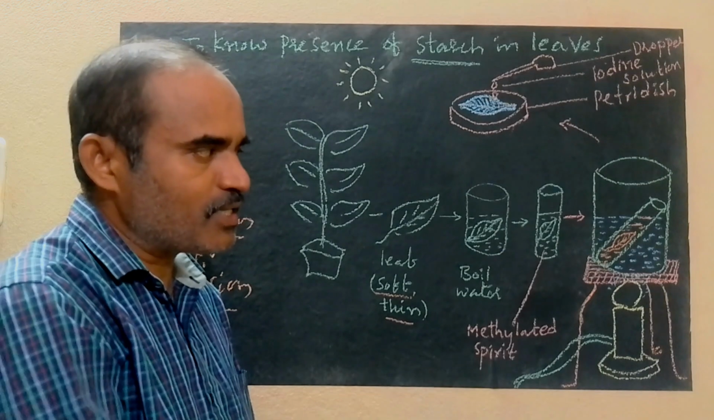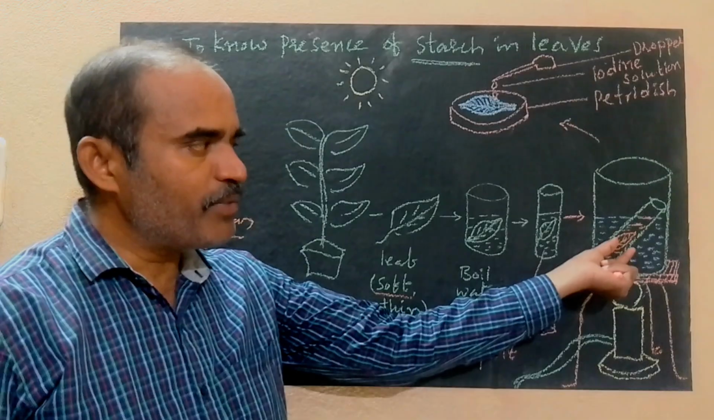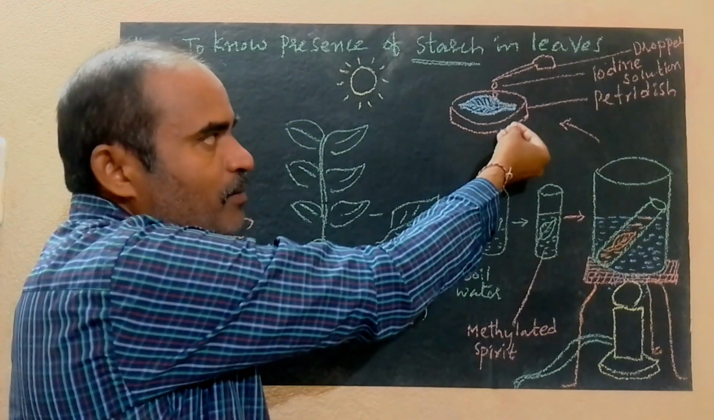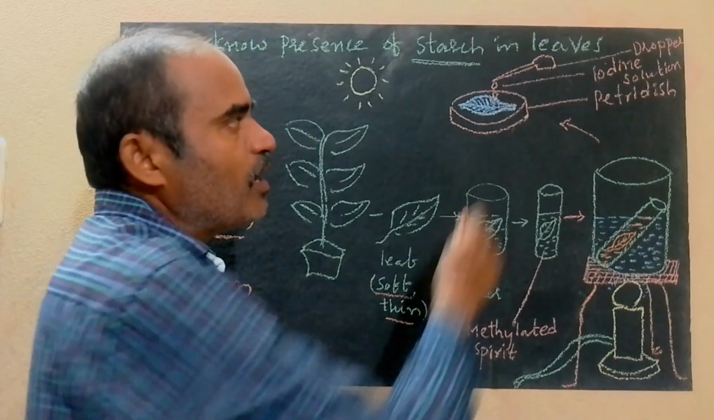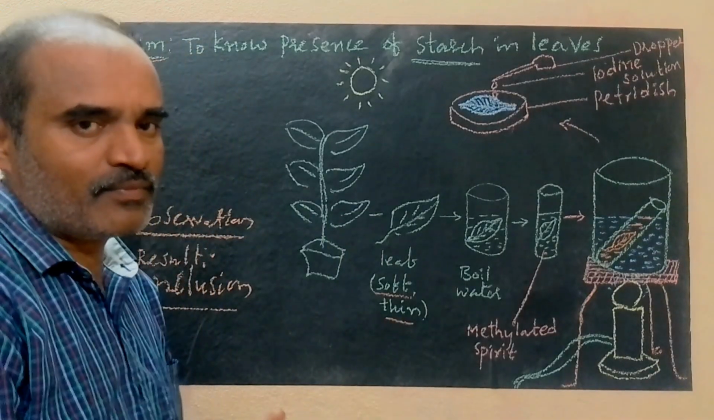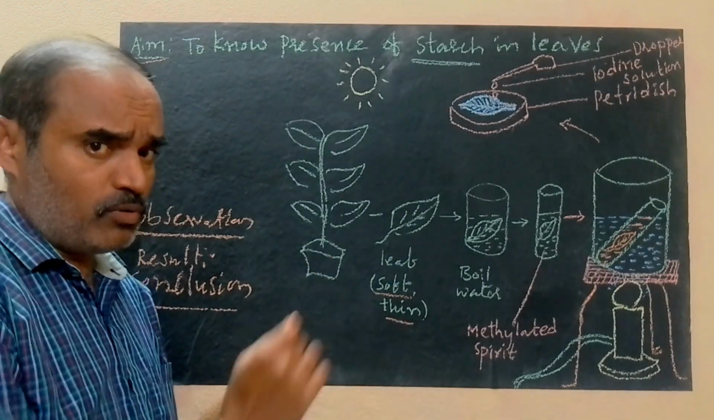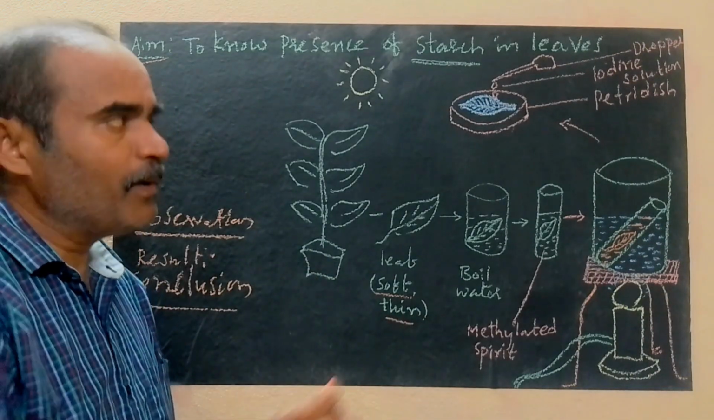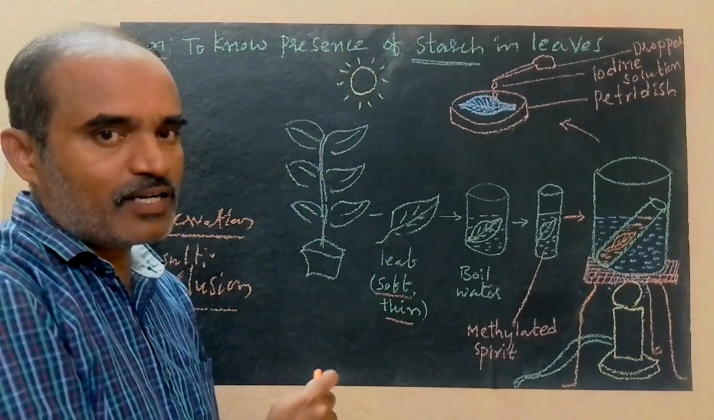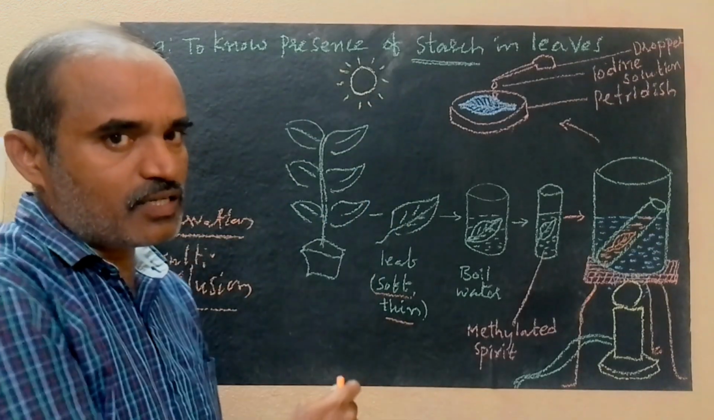Now after 5 minutes, we need to collect the leaf from the boiling tube containing methylated spirit and spread it in a petri dish. Add 1 or 2 drops of iodine solution. Then the leaf color turns blue-black. When the leaf turns dark blue-black, it indicates the presence of starch in leaves. So in the presence of sunlight, plants prepare their own food and store it in the leaves.